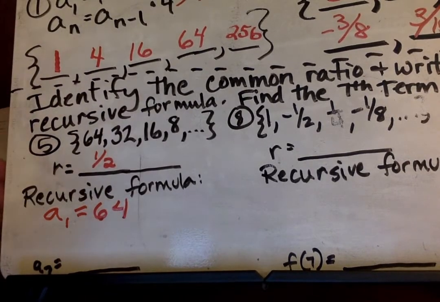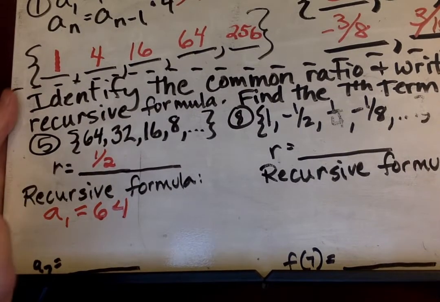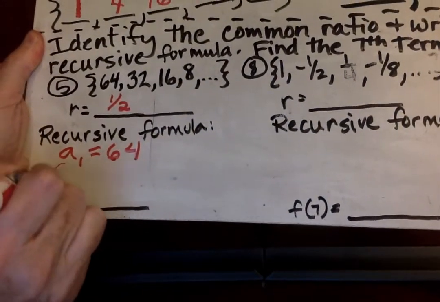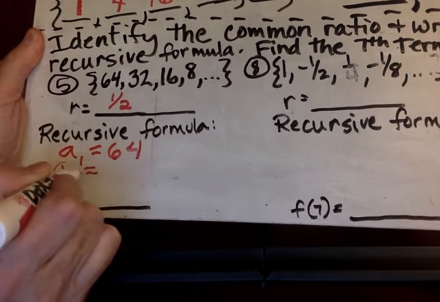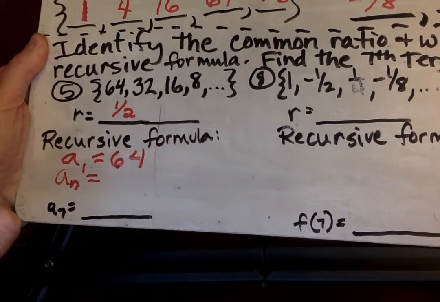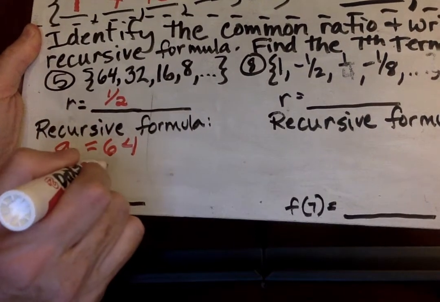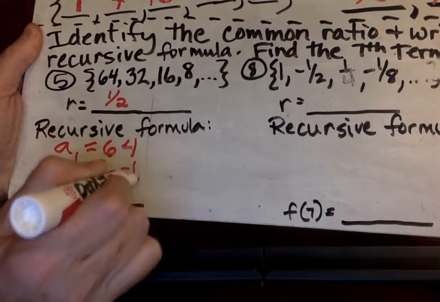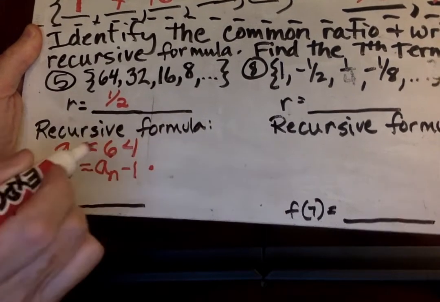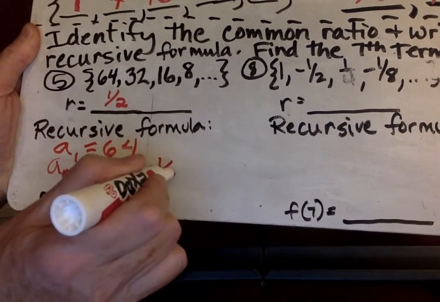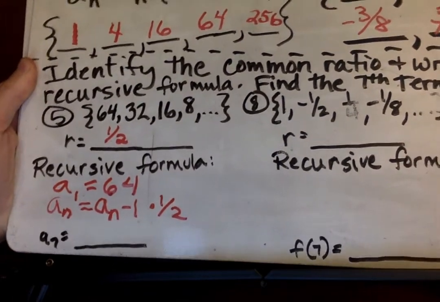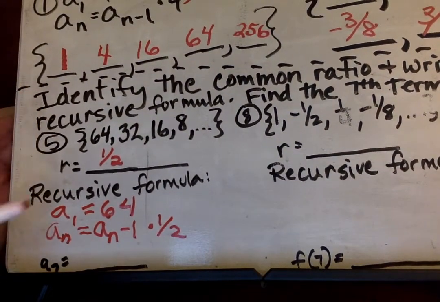Our recursive formula then is going to be a_n equals a_(n-1), the previous term, times our r, which is 1/2. And there you have that. And then it says find the 7th term.